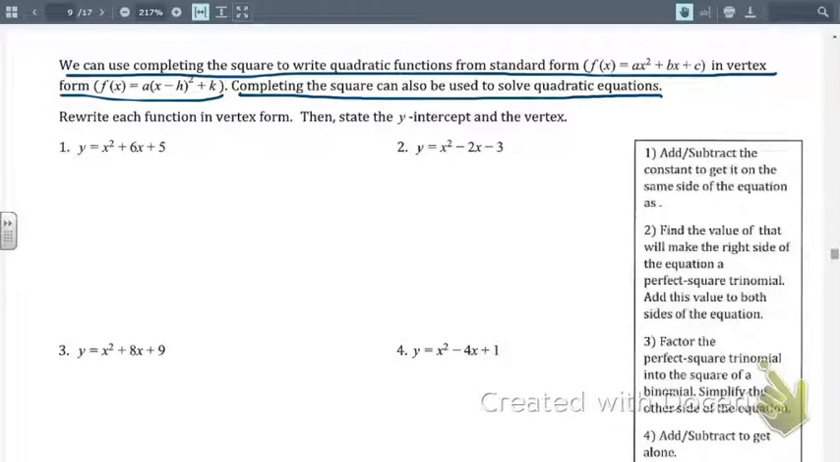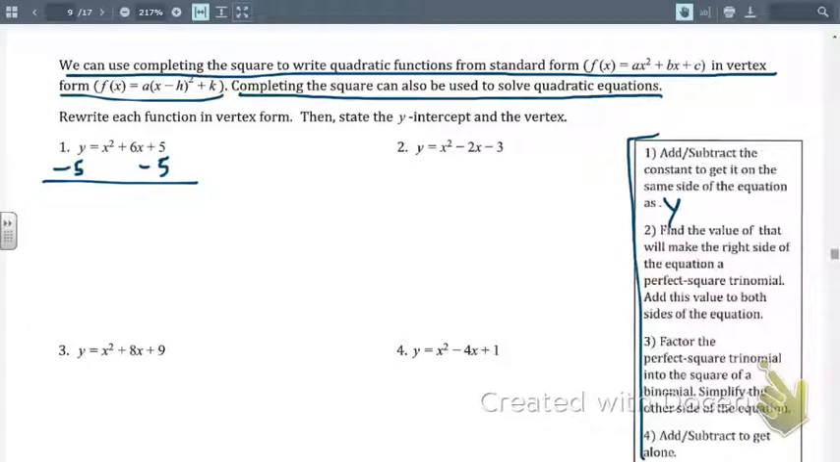Alright, so it says rewrite each function in vertex form, then state the y-intercept and the vertex. All right, and we have over here the steps that we're going to follow. So the first step is to add or subtract the constant to get it on the same side of the equation as your y. So we're going to subtract 5 from both sides.